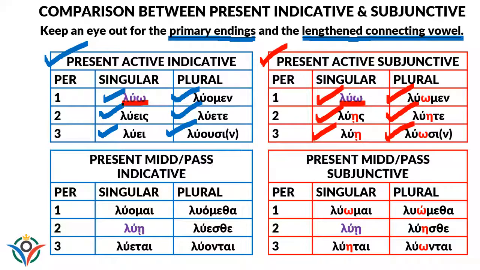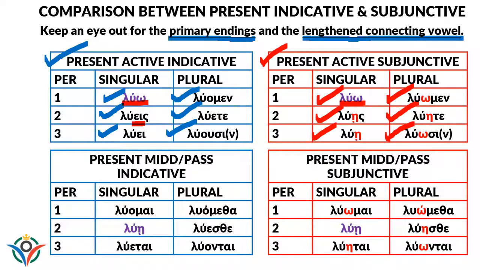So the only way you're going to distinguish between them is by the context in which you find them. And as we're going to see later, there are some clues that also assist us with drawing a distinction between them. And then I've highlighted the lengthened connecting vowels. So you see the second person singular, we had the diphthong, the epsilon iota. So that now has become an eta with an iota subscript. So we don't lose the iota, it becomes a subscript underneath the lengthened vowel.